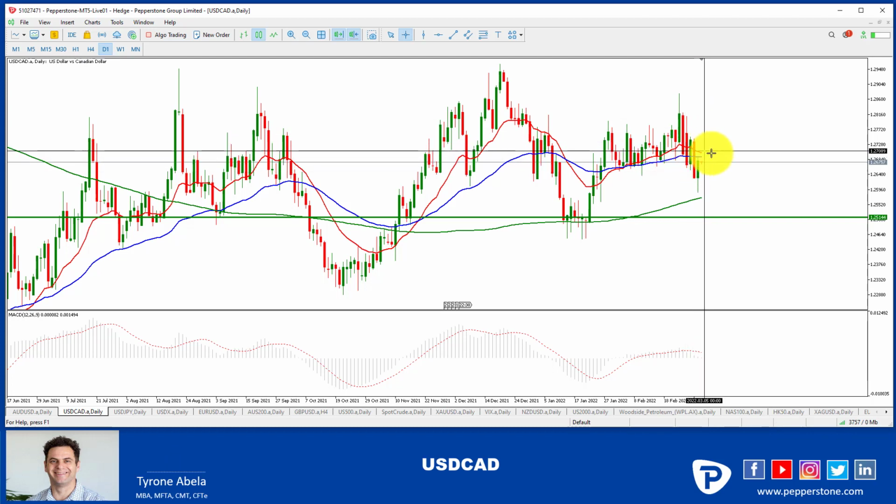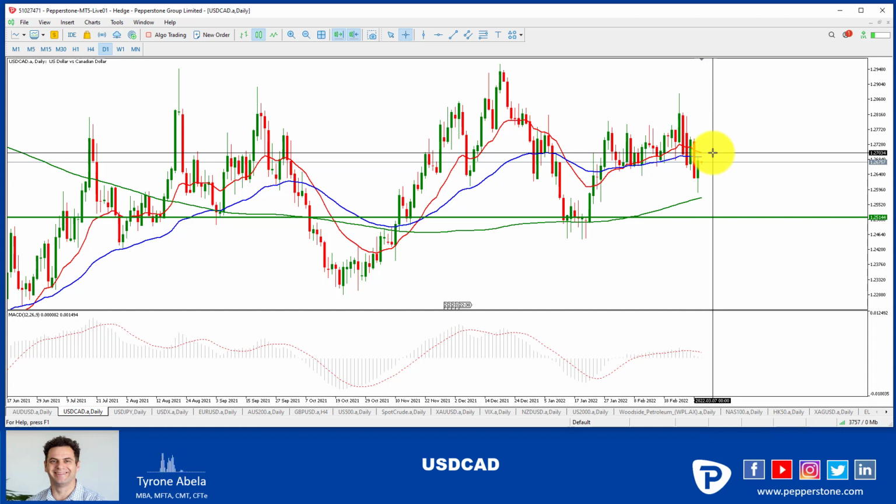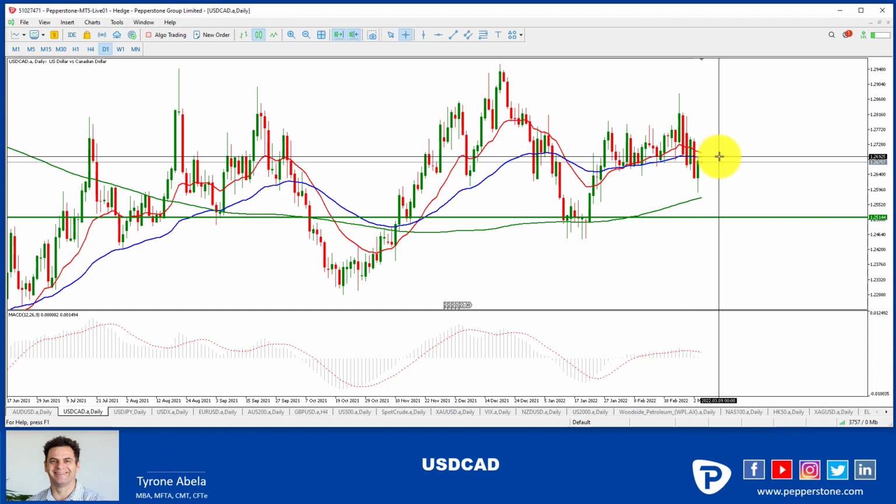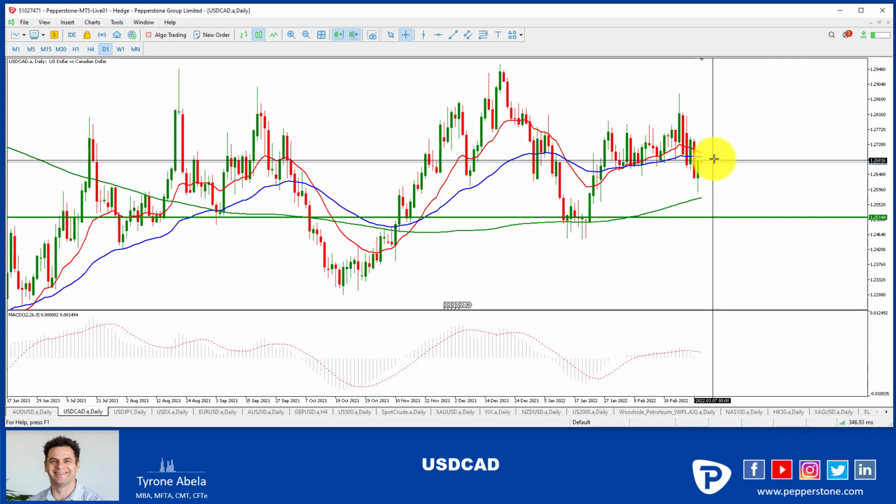If it doesn't close a daily above those, this will still be well and truly short, okay? So don't worry about going long on this until we actually get a close above this on the daily chart. So we want to see a daily close above the 20 and the 50 moving average. That will not interest me until it does that.